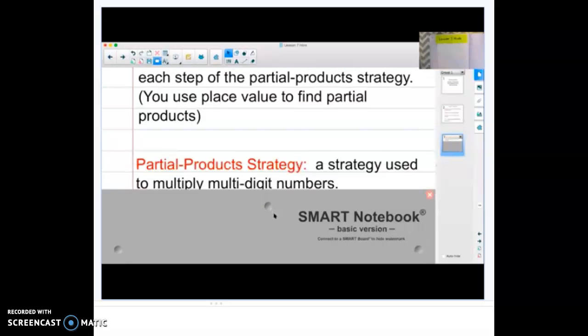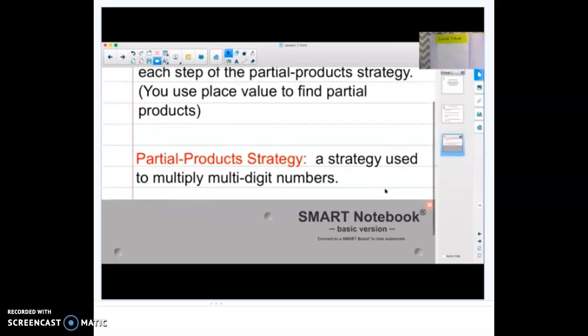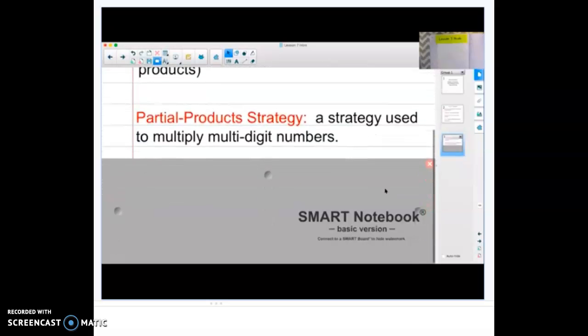Our next vocab term is going to be partial products strategy. This is a strategy or a way in which we can multiply multi-digit numbers. So it's going to be one of the ways, one of the strategies that we're going to use to multiply multi-digit numbers. So numbers that have more than one digit to them.